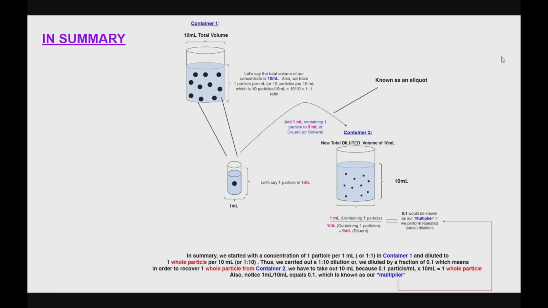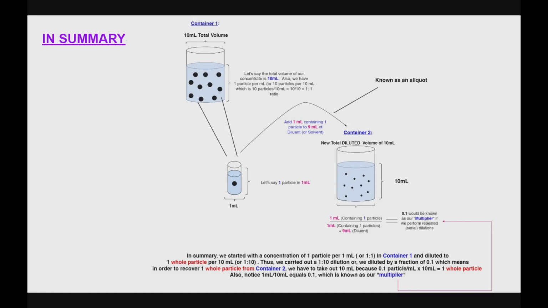Also, notice that when we took the 1 milliliter out of container 1 and poured it into container 2, we call that an aliquot. So in summary, we started with a concentration of 1 particle per milliliter in container 1, and we diluted it to 1 whole particle per 10 milliliters. So we took that 1 particle, added it to container 2, and diluted it to 1 whole particle per 10 milliliters, which means we made a 1 to 10 dilution.